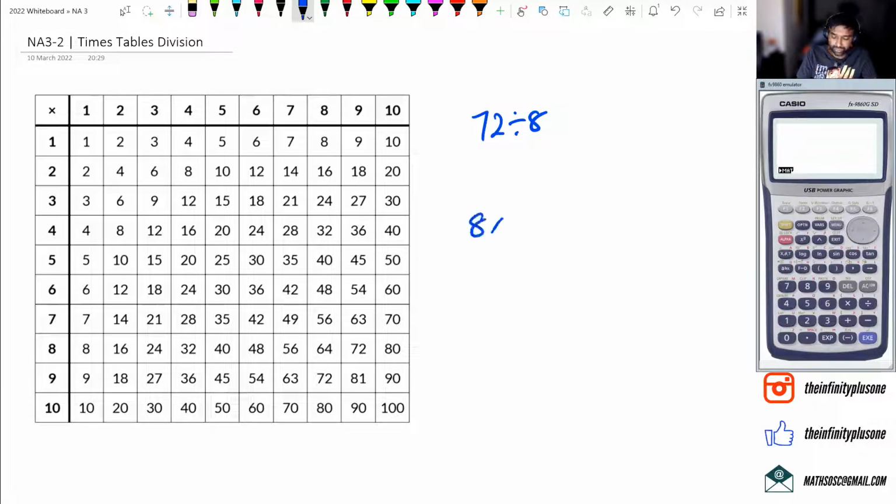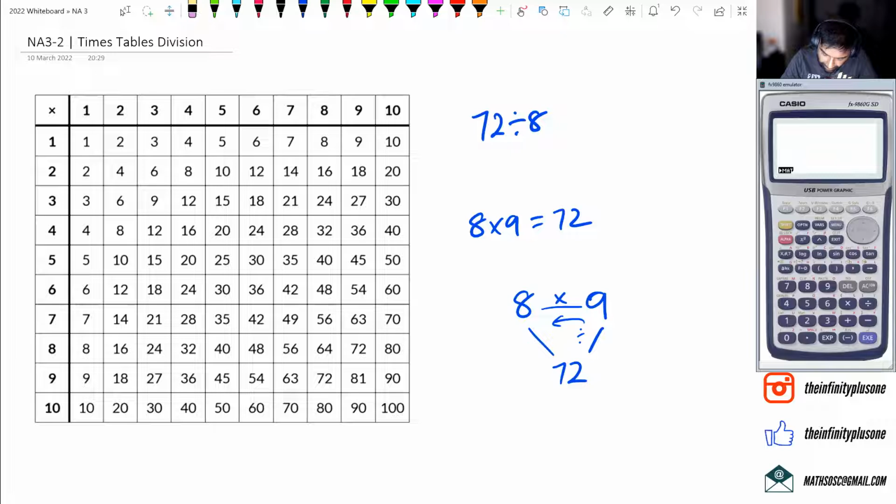In the previous video I talked about multiplication, but with division you've got to make these connections. So it's like this: 8 times 9 is 72. We know that. So it's kind of like a weird triangle number, right? You have to register in your head that 8 times 9 gives 72. Then 72 divided by 9 gives 8, and 72 divided by 8 gives 9.